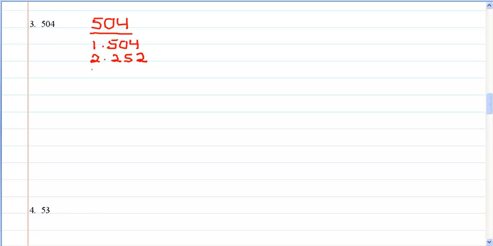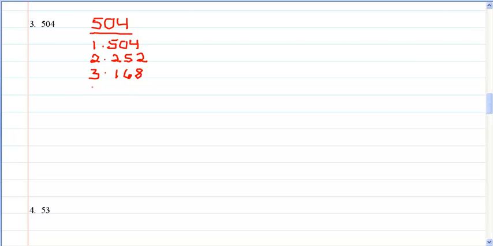Next, I check 3. And if I add up the digits of 504, 5 plus 0 plus 4 is 9. So since 3 divides into 9, then 3 will divide into 504. And if you divide that out on the side, 504 divided by 3 is 168.